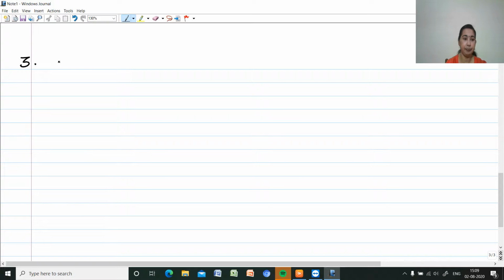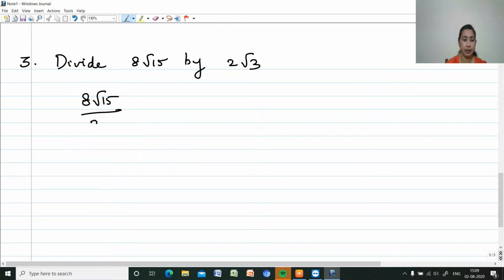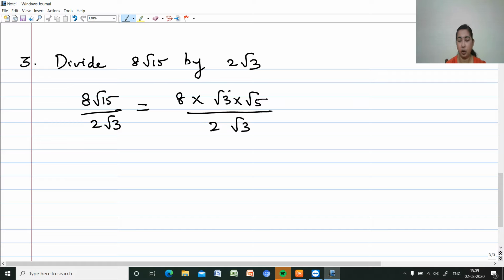Question number 3, divide 8 root 15 by 2 root 3. So 8 root 15 divided by 2 root 3 can be written as 8 into root 3 into root 5 divided by 2 into root 3. Common terms cancel. Root 3 can be cancelled, and 2 goes into 8 four times. You will get the answer as 4 root 5.